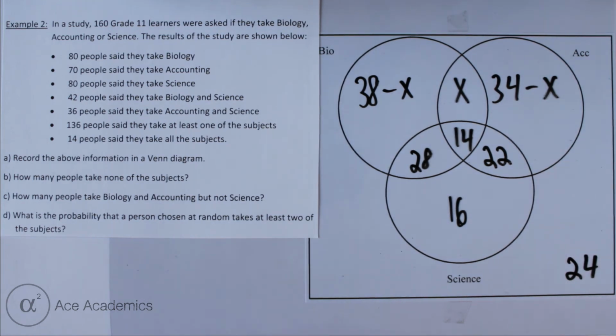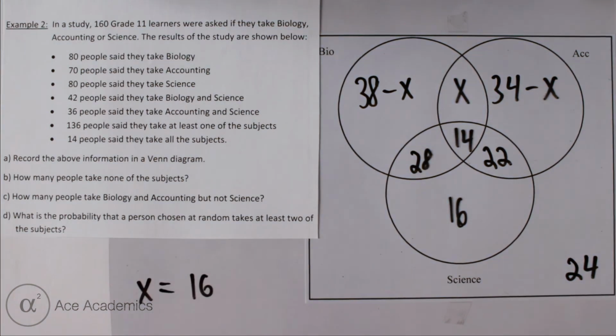Now, in order to work out our unknown, which is x, we simply have to add up all of the numbers on the Venn diagram and make it equal to 160, as we've done before. Now, I'm going to ask you to do this for me. So please pause this video and do that exercise and solve for x. You should have gotten an x value of 16.